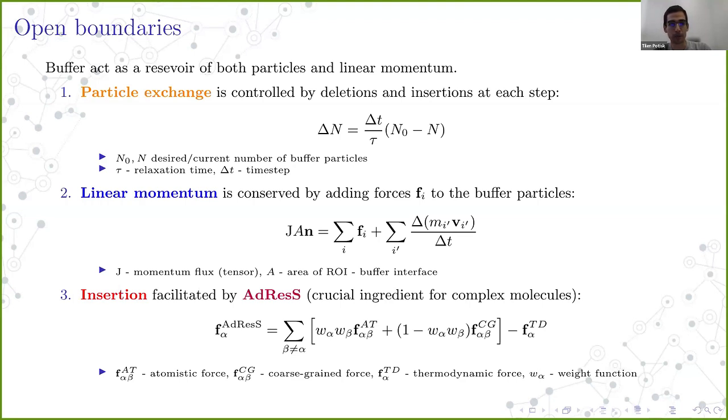And linear momentum is easily conserved with this second equation here. So you impose a certain flux which you want, let's say an oscillating pressure field or a shear flow. And this is done by adding forces to each of the buffer particles. And we also make sure that if a particle goes out of the simulation box, we measure the outgoing momentum, and also for the inserted particles.